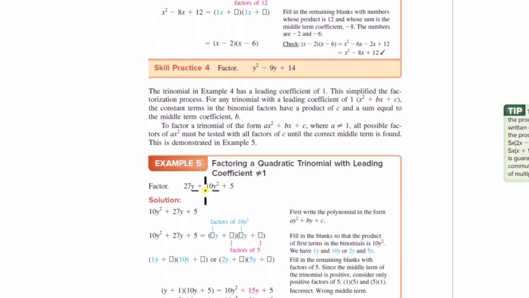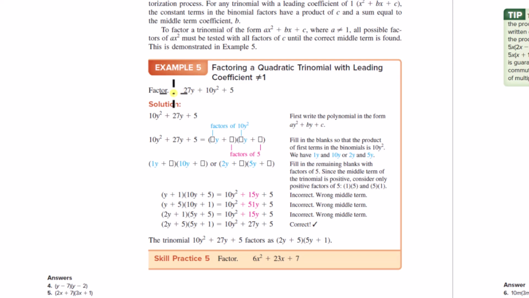Okay, but what do you do if you have a quadratic trinomial, but the leading coefficient is not 1? Well, again, we're going to work a bunch of examples, but what you do is you multiply the leading coefficient and then the constant. So you say 27 times 5. All right, so 27 times 5, you got 135. Well, wait, no, hold on, I'm sorry. No, you first put it in standard form.